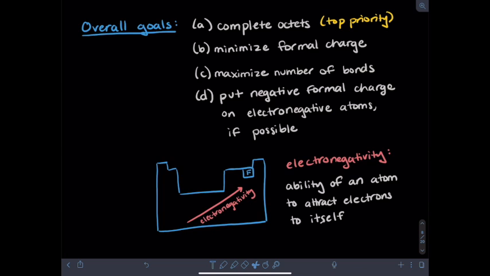Electronegativity is how well an atom pulls electrons toward itself. It increases going across the periodic table from left to right, as well as increases going from bottom to top. This gives us a diagonal trend where fluorine is the most electronegative atom. For example, if you had a fluorine in a molecule and you had to give it a negative or a positive formal charge, because it is such an electronegative atom, it would be better to give it a negative formal charge in your Lewis structure.